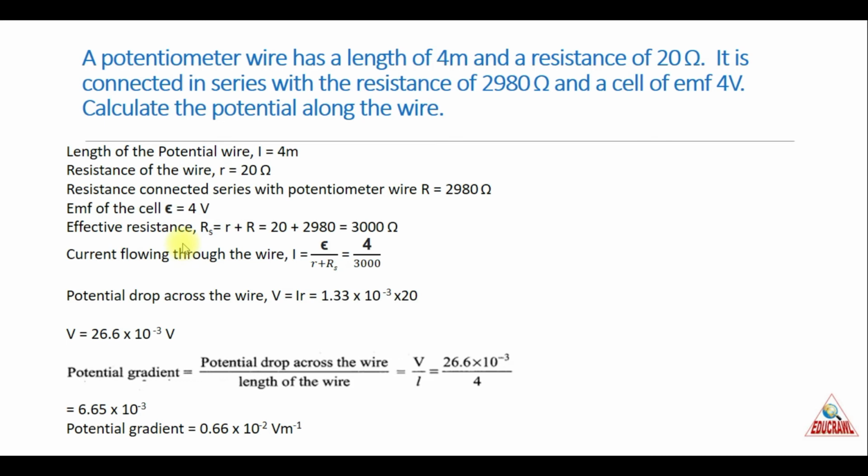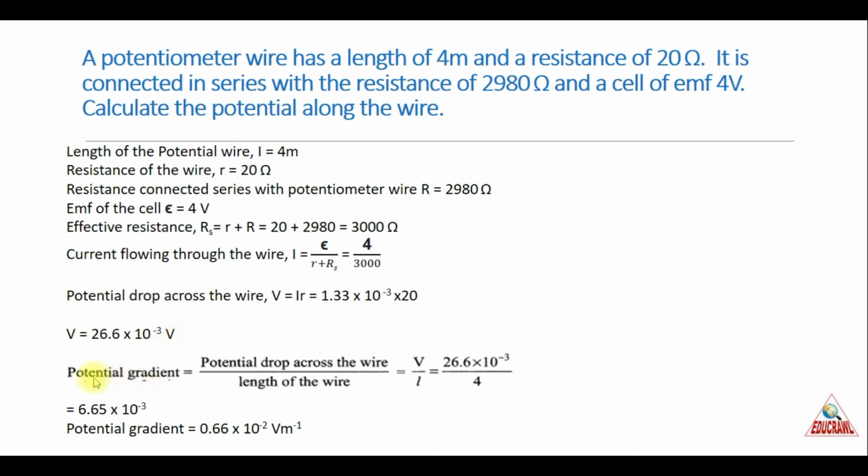Since they are connected in series, the effective resistance will be 20 plus 2980, which is equal to 3000 ohm. You can find the expression for current using Ohm's law. I is equal to V by R. Substituting the values, we have 4 divided by 3000. The potential drop across the wire V is equal to IR. So the I value is 1.33 into 10 power minus 3, into the R value. If you substitute 20, you will have the potential drop as 26.6 into 10 power minus 3 volt.